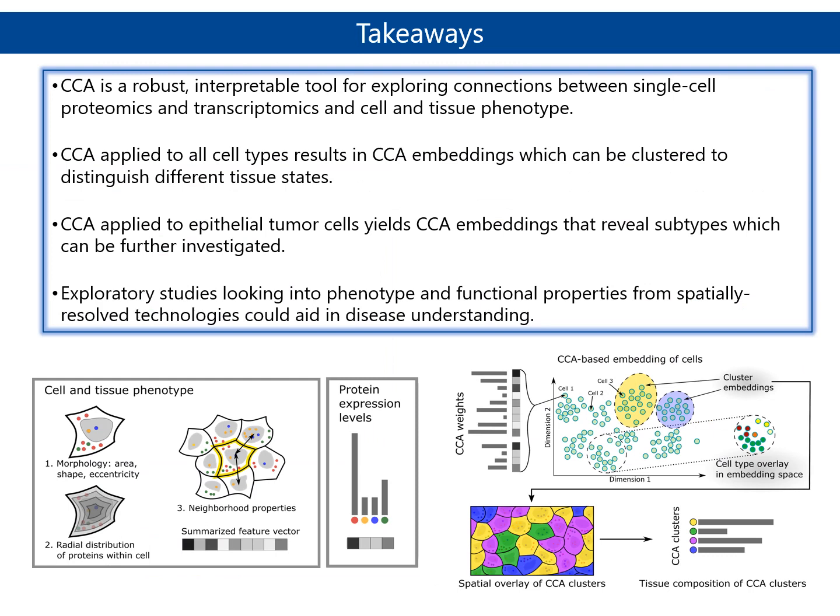As a summary, we propose CCA as a robust analysis tool to discover connections between single-cell proteomics phenotype and protein expression data. We saw how CCA, when applied to all cells or just focused on epithelial tumor cells, allows us interesting analysis. And this is an indication that with the growth of newer technology and newer data, we need more exploratory studies which look at connections between phenotype and functional properties, and also methods which focus on how we can extract diverse information from this rich data to understand diseases such as cancer and other complex diseases.